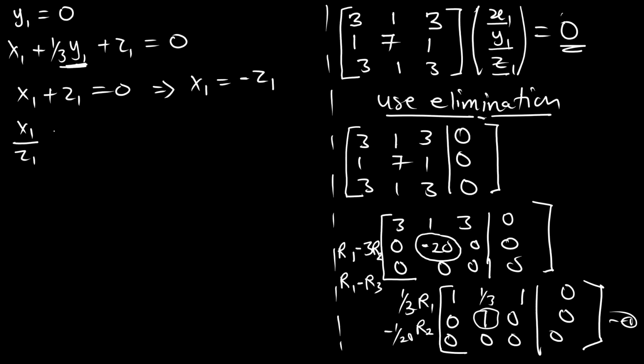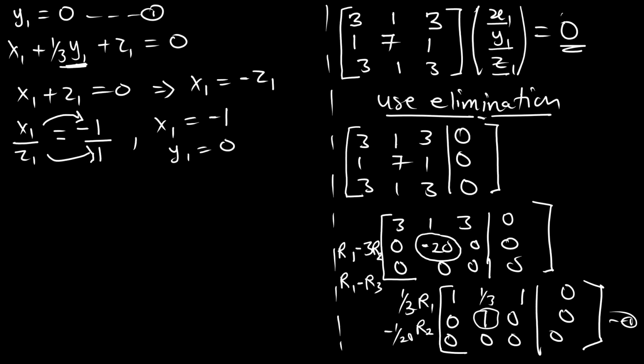This implies that we can also say x1 is equal to negative z1, and x1 on z1 is going to give us negative 1 on 1. This means the corresponding value for x1 is negative 1, and that for z1 is 1. And we are going to say our x1 is negative 1. We know the value of y1 to be equal to 0 and z1 is positive 1.